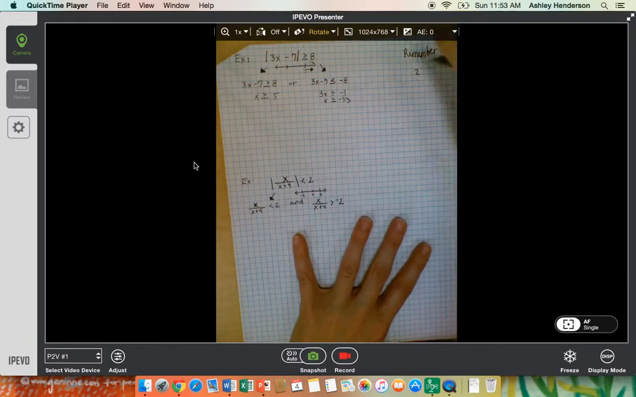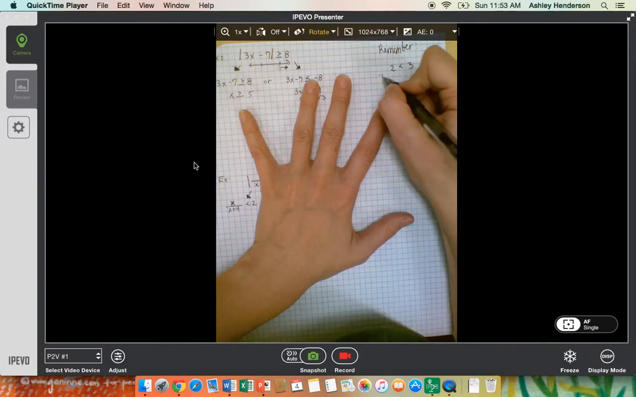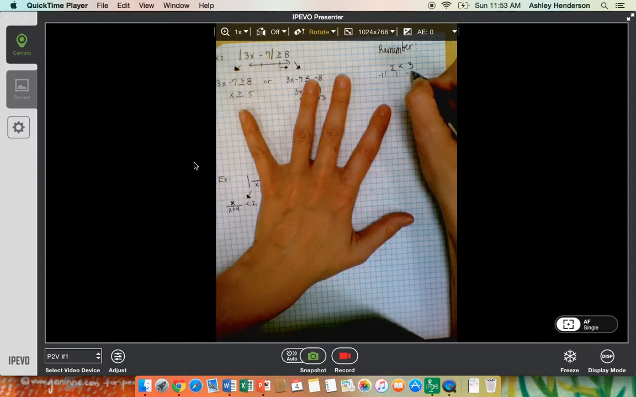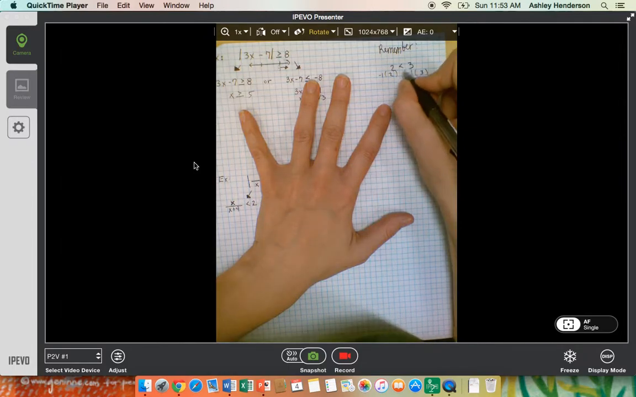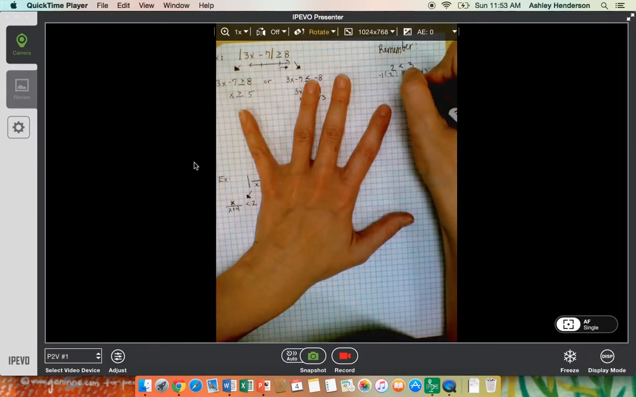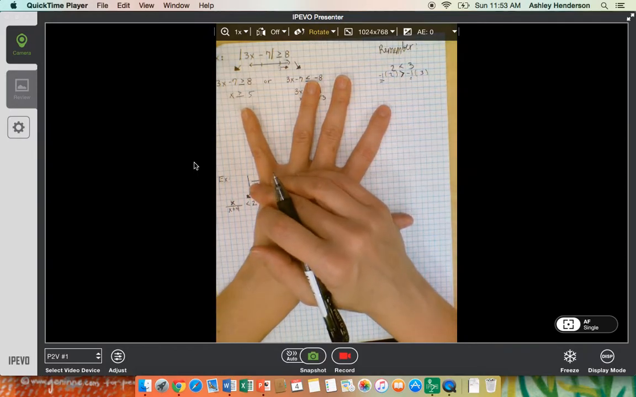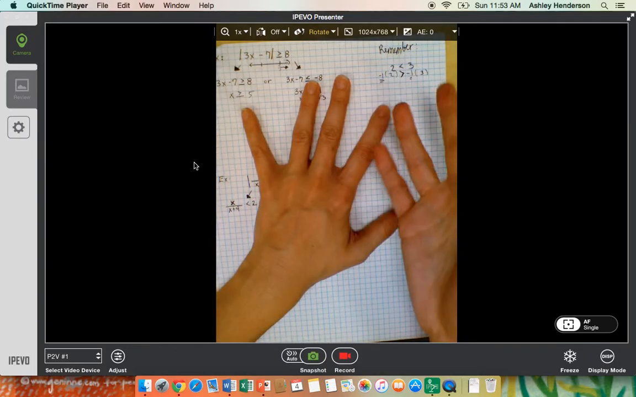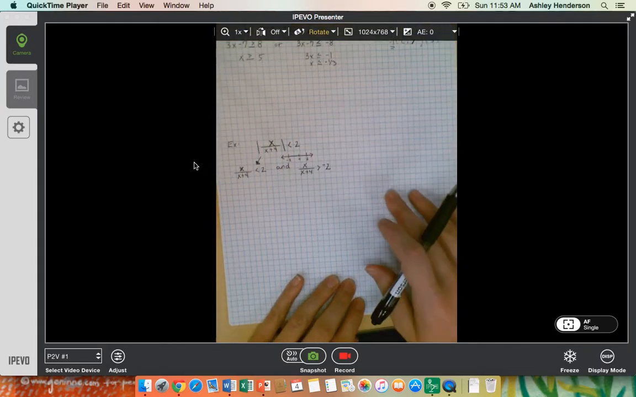Something to remember, which isn't a big idea, but you may have forgotten: if I had 2 is less than 3, that's a true statement, right? But if I multiply both sides through by -1, I no longer would have a true statement if I kept the sign opening this way, because -3 is actually the smaller term. So it's going to have to switch. So remember, anytime I multiply or divide by a negative value, my inequality sign is going to switch.